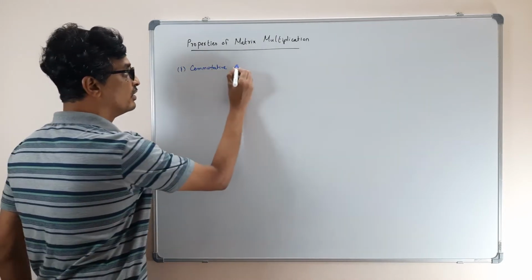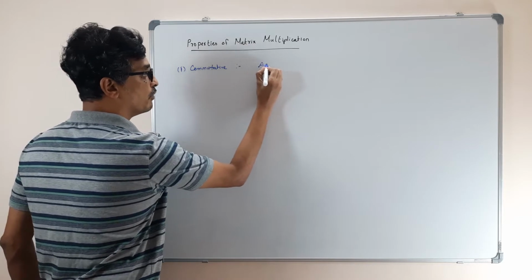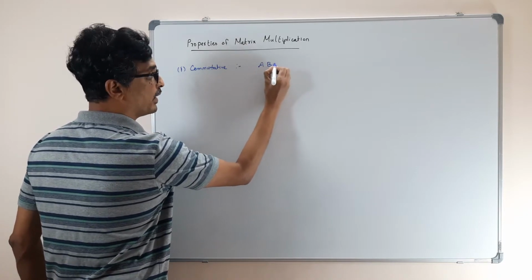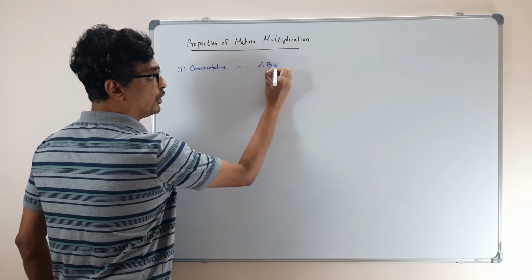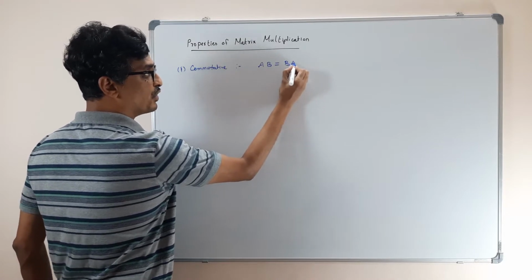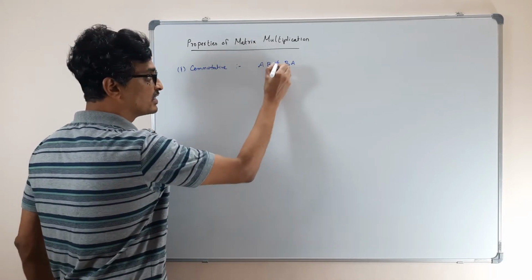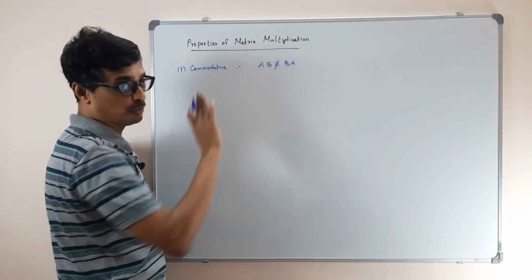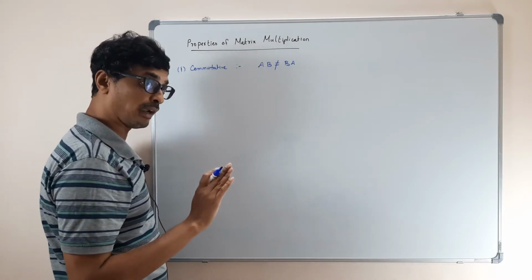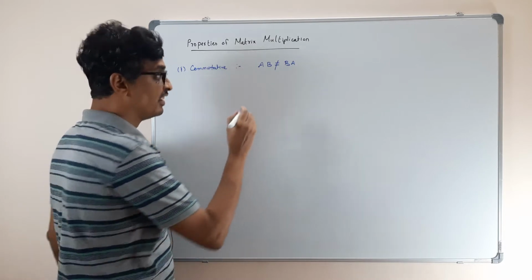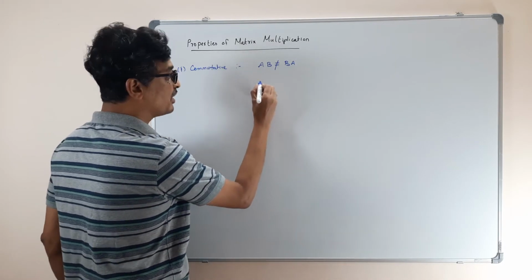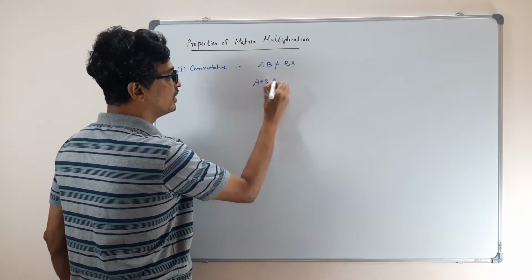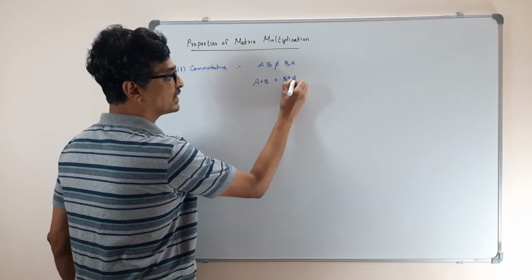You remember? Can we write matrix A into matrix B, will it be equal to B into A? No, we saw yesterday, right? So matrix multiplication is not commutative. On the other hand, what about matrix addition? Matrix addition is commutative, because A plus B will be equal to B plus A.